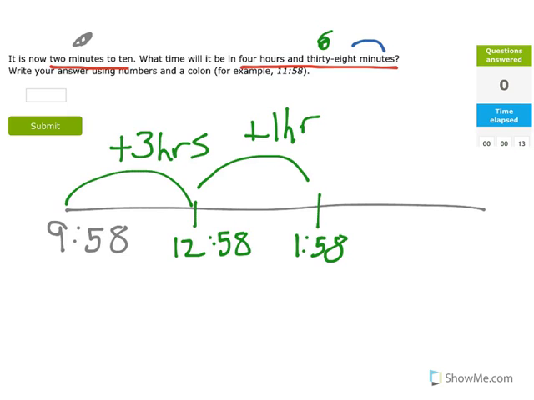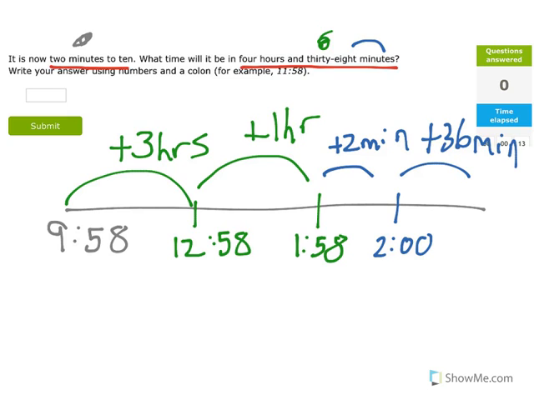Now, I don't want to add 38 minutes because that would involve some regrouping. So I'm going to start by adding 2 minutes, which would put me at 2 o'clock. And since I used 2 minutes from 38, that would leave me with 36. So I'm going to add 36 more minutes, which would put me at 2:36. So, what time will it be in 4 hours and 38 minutes? It will be 2:36. Let's look at another example.